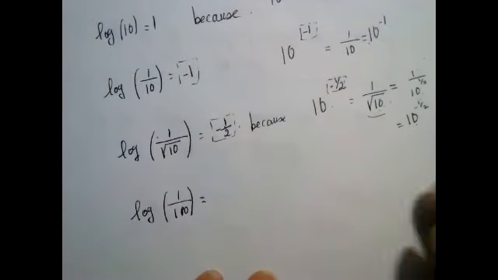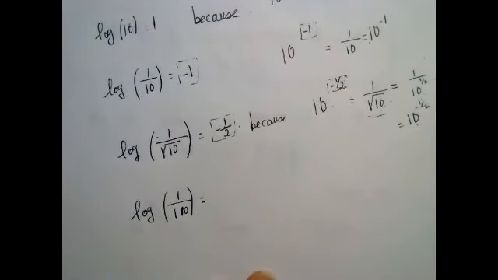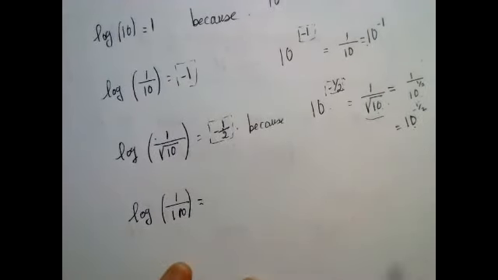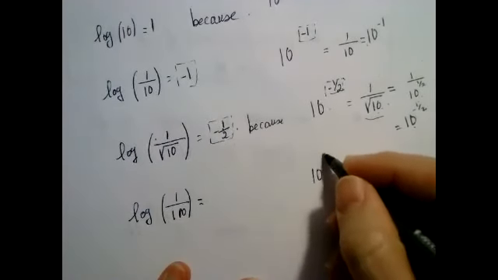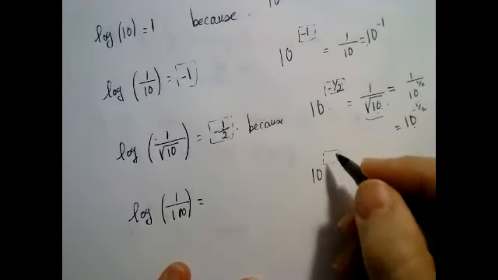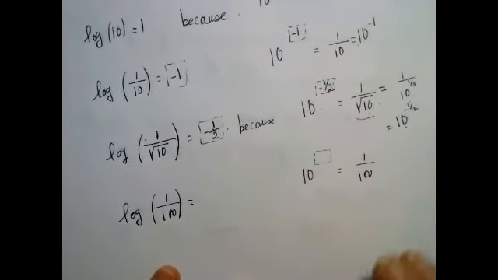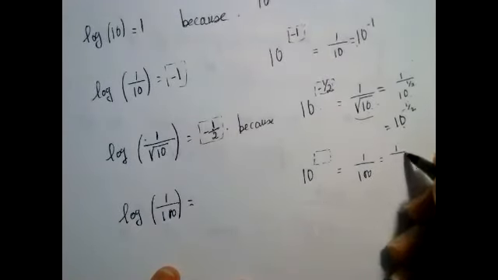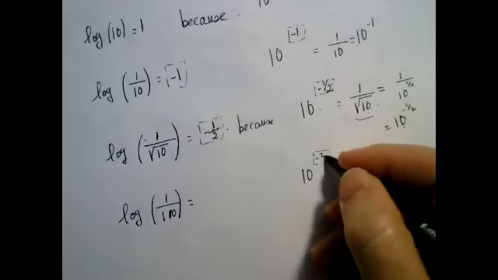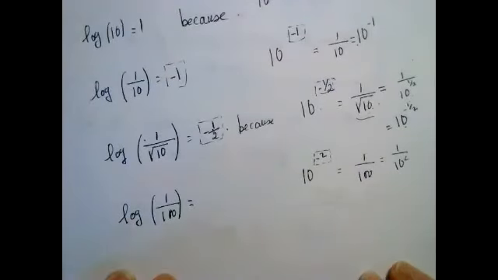What's the log of 1 over 100? Grace, are you with us? Do we have any feeling for it? Would it be 10 to the negative... So that's 1 over 100. 10 to which power gives you 1 over 100? 2, so negative 2? Exactly. Negative 2.